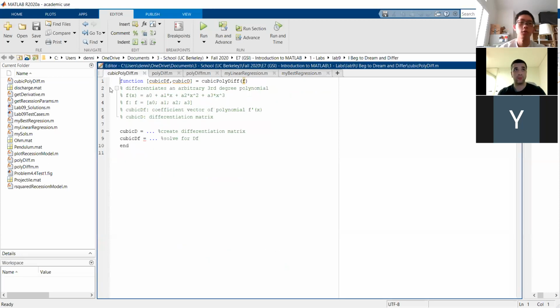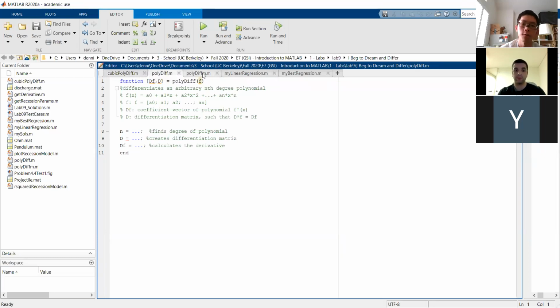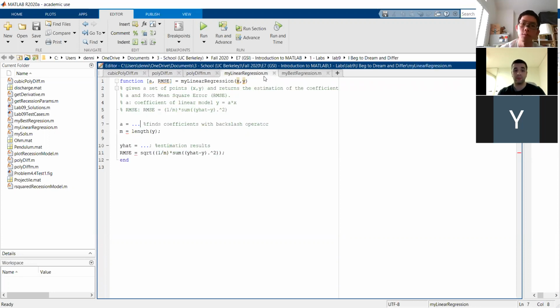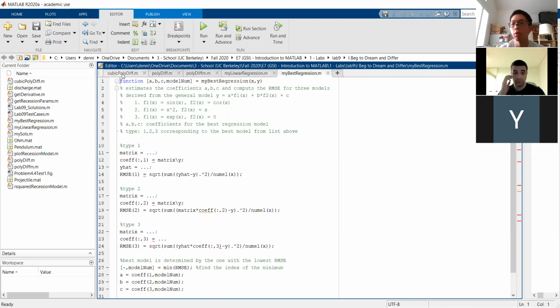Okay, let's do this one first. So here's the order. These first three are for problem 1: cubic polydiff, polydiff, polydiff M. And then these last two are for problem 2, so 2.1 and then 2.2. And they kind of build on each other.